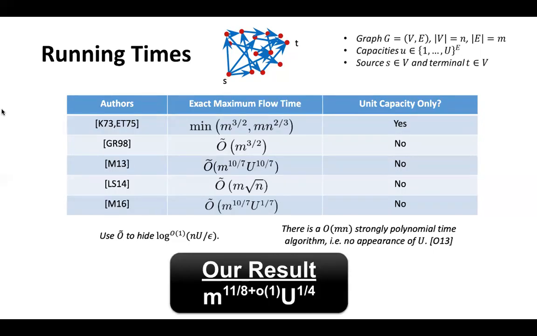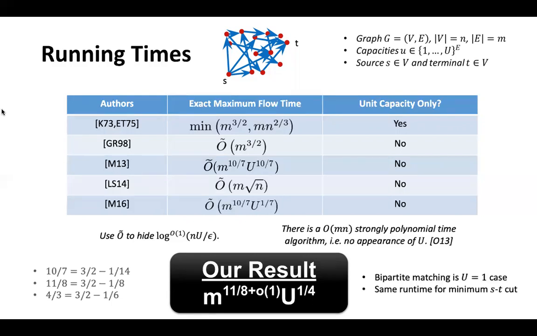So our main result is an improved algorithm for unit weight max flow and bipartite matching, running in time m to the 11/8. To understand the exponent, Madry's algorithm is m to the 10/7, which is 3/2 minus 1/14. 11/8 is 3/2 minus 1/8, and 4/3 is 3/2 minus 1/6, which is a long desired runtime for exact max flow. And I'll get into a bit later why 4/3 is such a number. Again, our algorithm also reduces the bipartite matching and min S-T cut problems in the U=1 case.